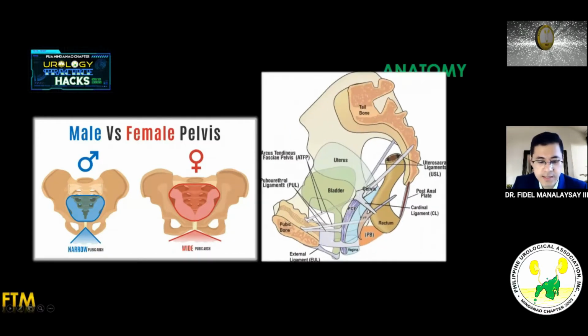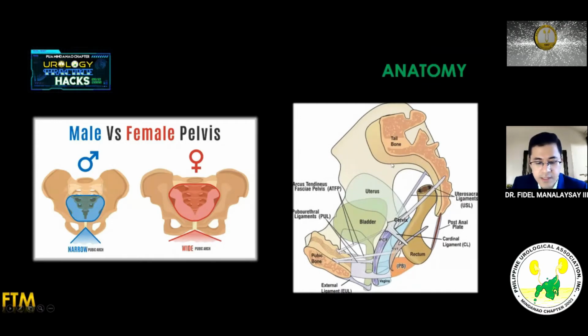This is a lateral view of the female pelvis, which shows the relationship of the urogenital organs and the reproductive organs. Other relevant structures in this diagram are the pubourethral ligament, which is this one, the uterosacral ligament, this one, pubocervical fascia, and the rectovaginal fascia.